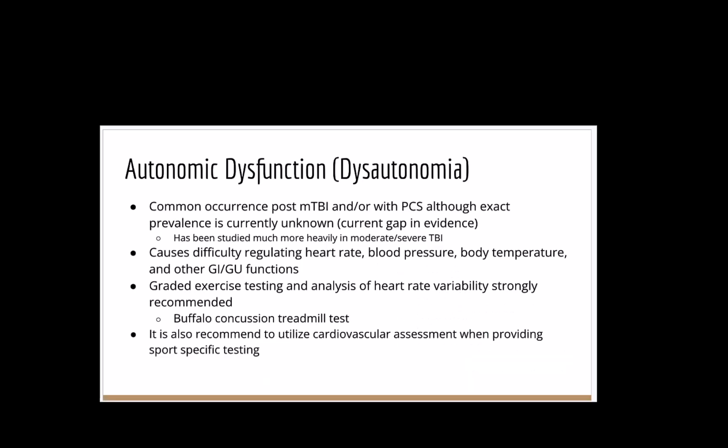Okay. Autonomic dysfunction is really common following concussion. Dysautonomia is something that you're going to have to be screening these types of patients for. It has been studied a lot more heavily in moderate or severe TBI, so we don't really know how exactly common it is, but just anecdotally, I can't stress enough how many individuals I've seen post-concussion have real problems regulating their heart rate or blood pressure, specifically with exertion. So graded exercise testing and analysis of heart rate variability are strongly recommended.